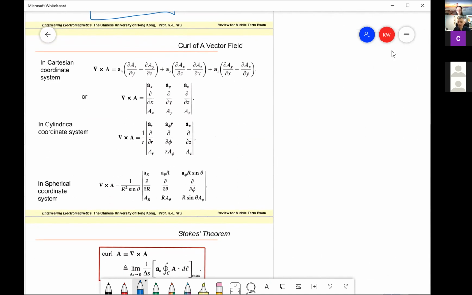Those formulas I won't use in the midterm. You don't need to write them on your cheat paper. All right.